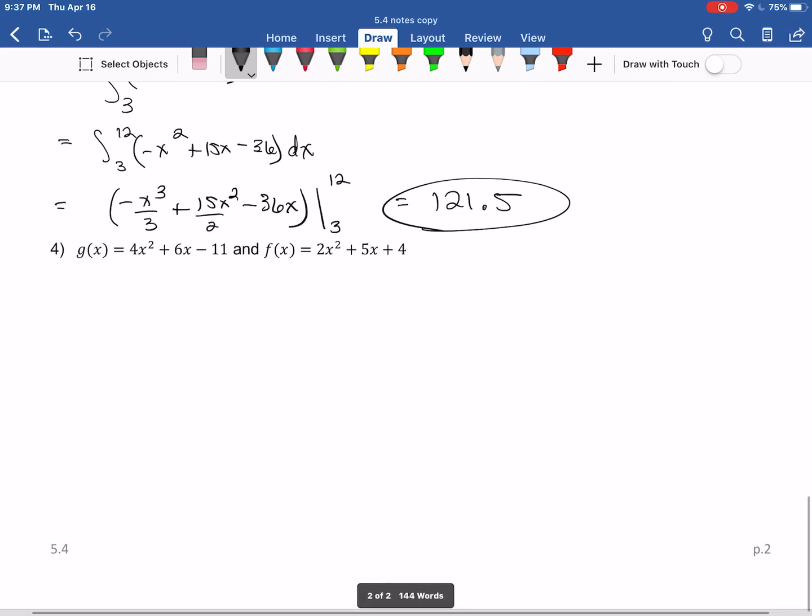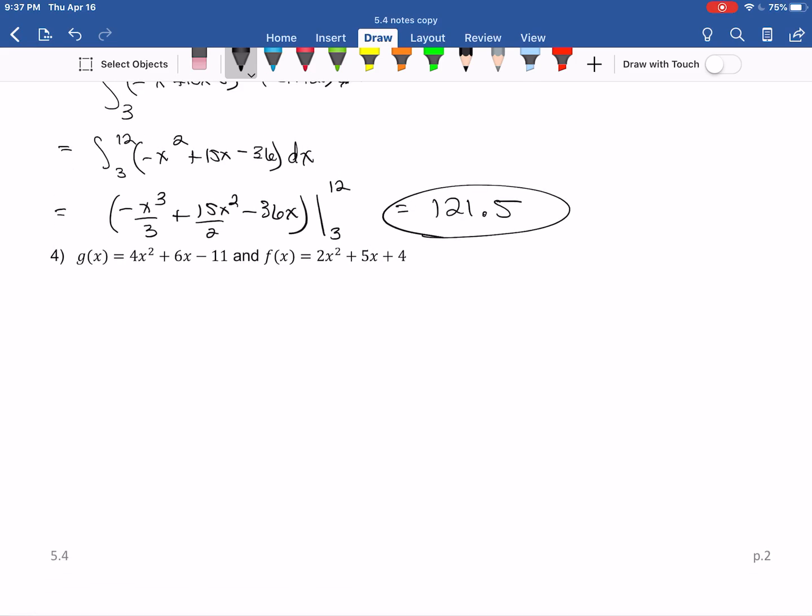In the last example, we have two parabolas. They both open up. I want to find out their points of intersection, or at least just the x-coordinates of those points. Set them equal to each other. And then solve for x. So move everything to one side. It's quadratic, so we can solve by factoring.